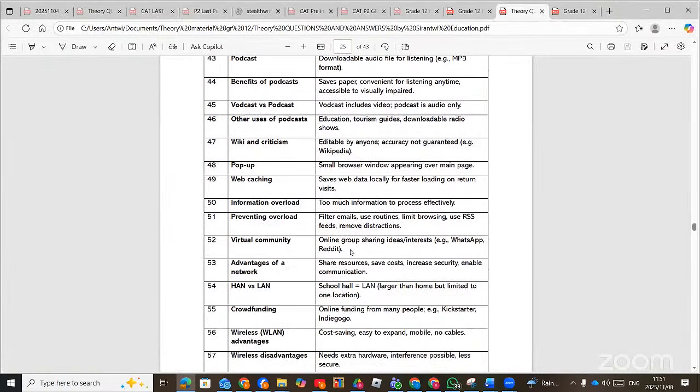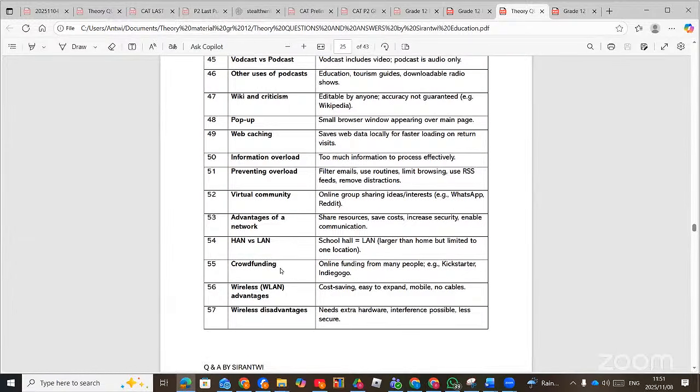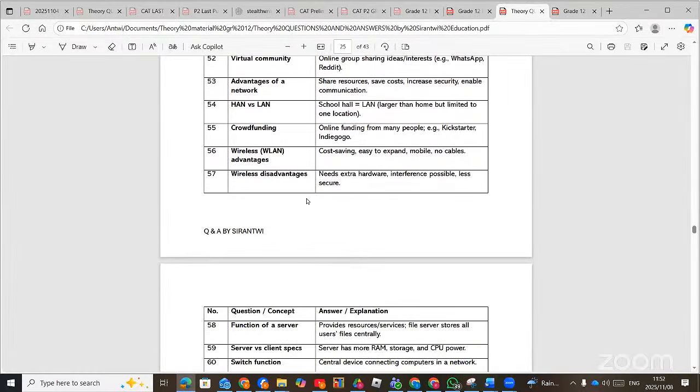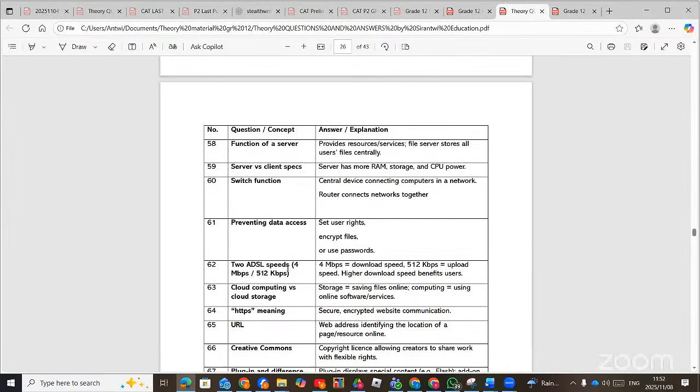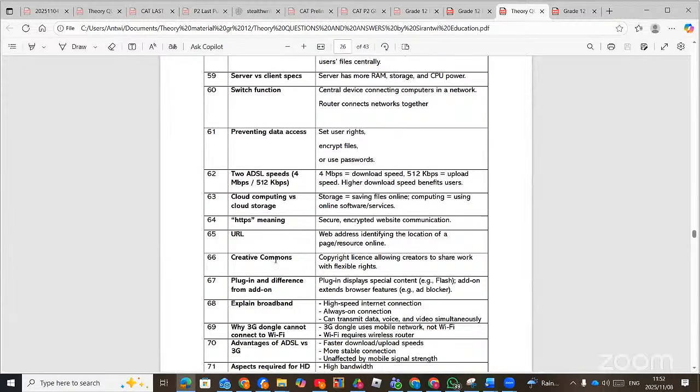Virtual community: an online group for sharing or chat or interest. Example, WhatsApp group and others. We call them virtual communities. Now, crowdfunding, we will talk about that later. Online funding for many users to support a specific cause. Advantages and disadvantages also, you need to know them. Wireless disadvantages: interferences, switch function. So all these questions here, we have catered for them.